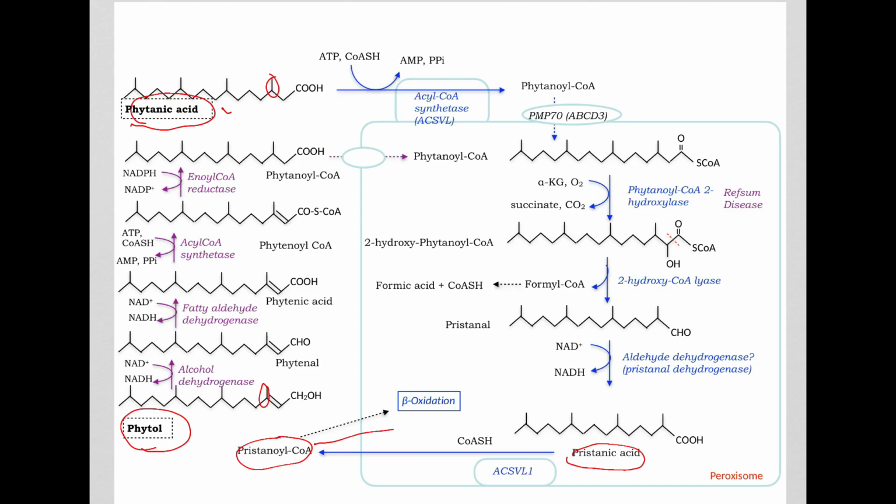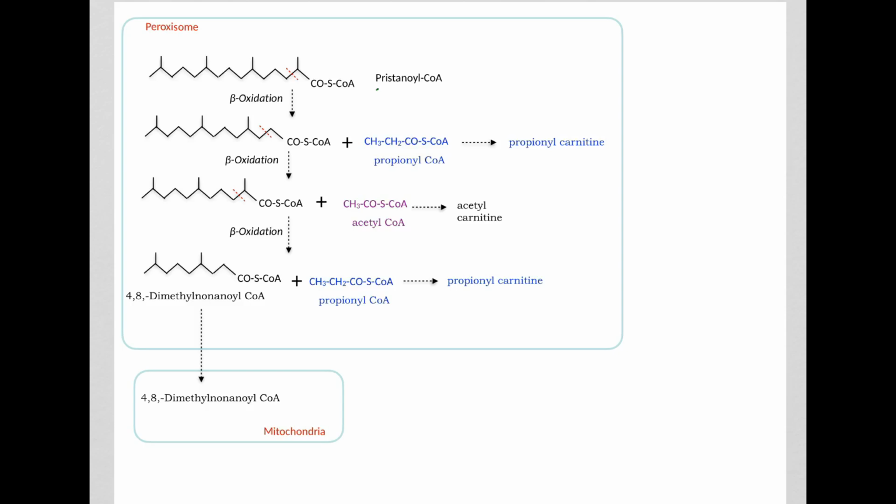So now let's look at this part here. What happens to pristanyl-CoA when it goes to beta-oxidation in the peroxisome? In the first cycle of beta-oxidation, once again, we break between the alpha and the beta carbon. This part here will come out as propionyl-CoA. So wherever this branch is, you can see this is going to come out as propionyl-CoA. And this propionyl-CoA is then converted to propionyl carnitine to be transported out of the peroxisome.